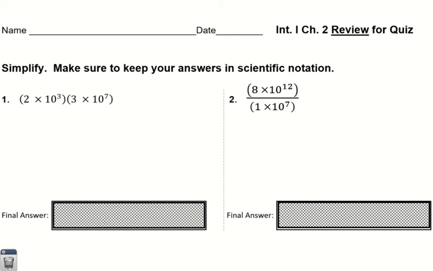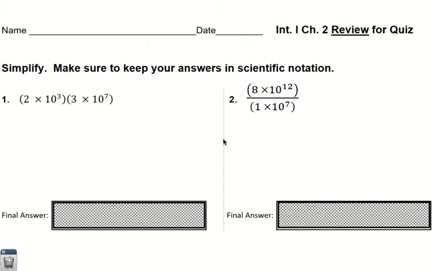This should cover sections 2.1 through 2.5, pretty sure. Here we go. Let me get the pen. So the first couple of problems are all about doing operations that involve numbers in scientific notation.